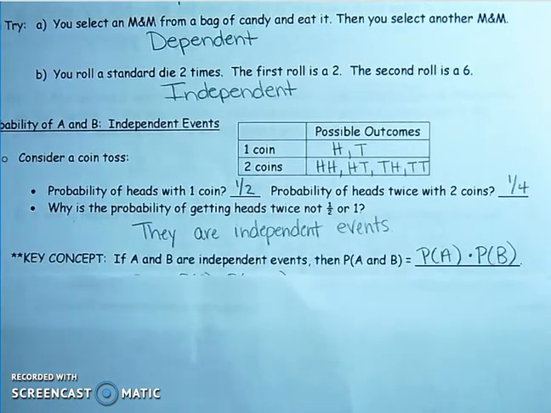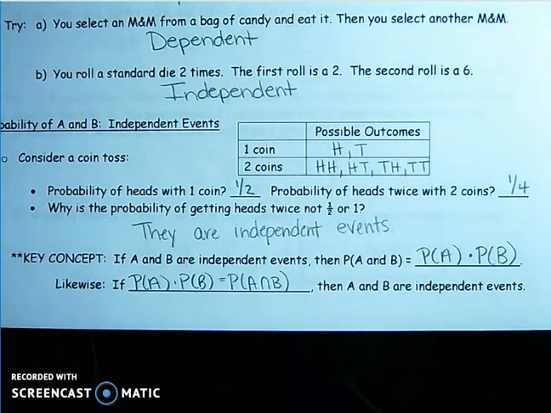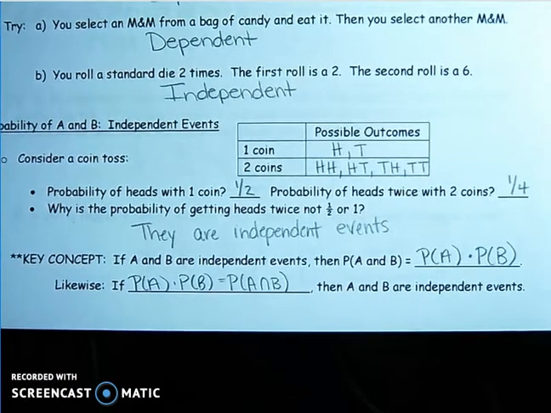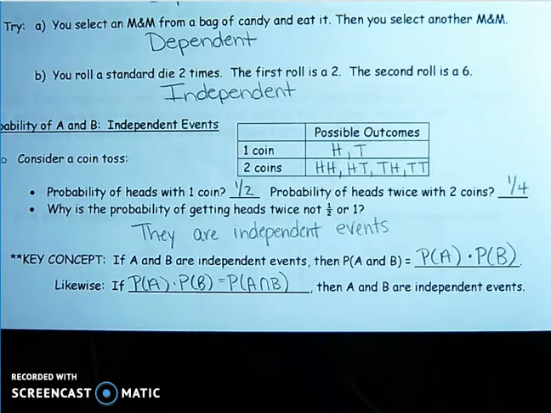What this brings about is our key concept. If A and B are independent events, then the probability of A and B happening is the probability of A times the probability of B. So "and" means to multiply. Likewise, the converse is also true, meaning if the probability of A times B is the same as the probability of A and B happening, then A and B are independent events.